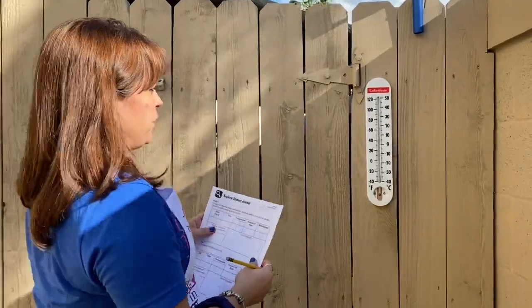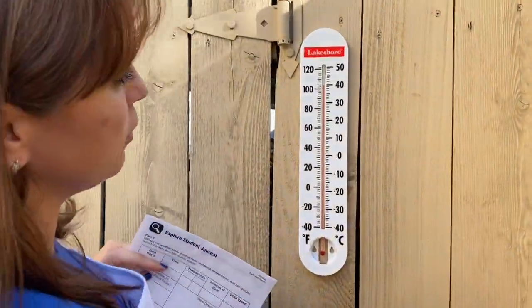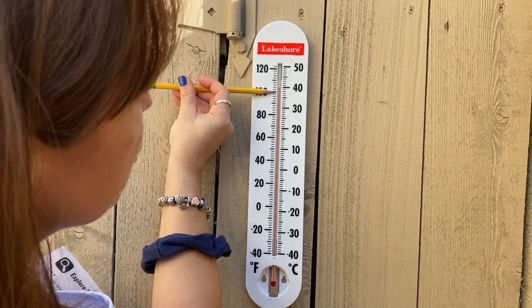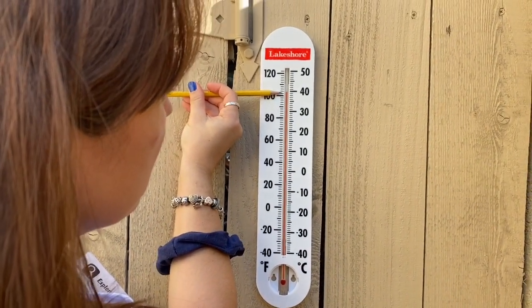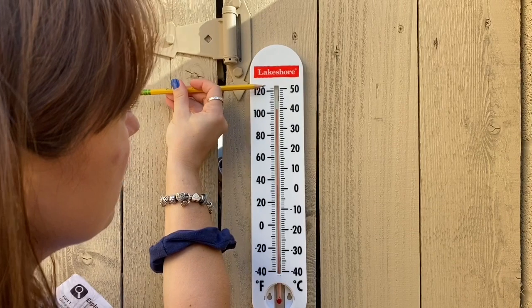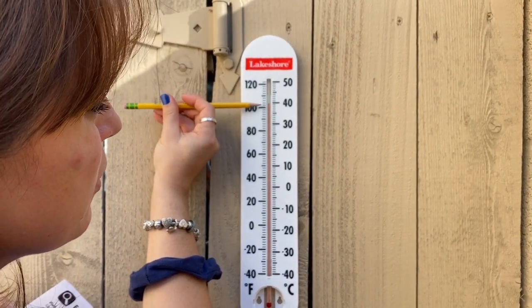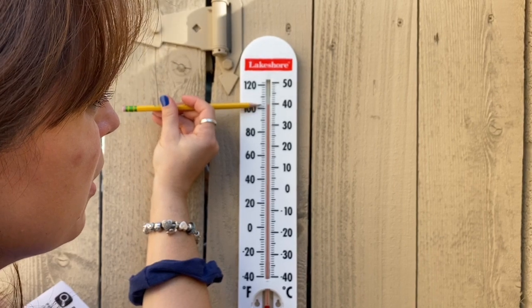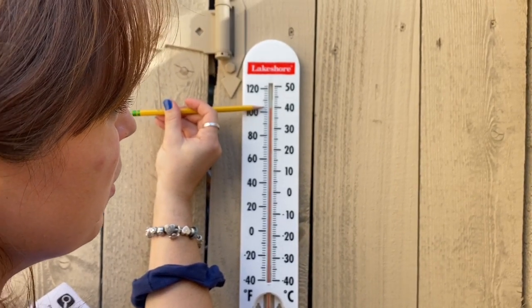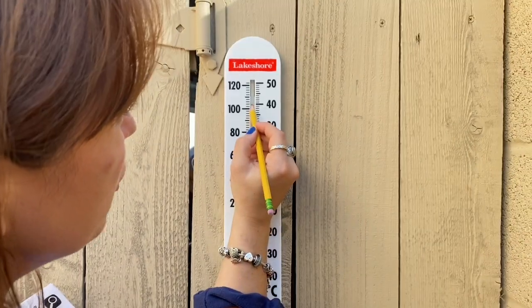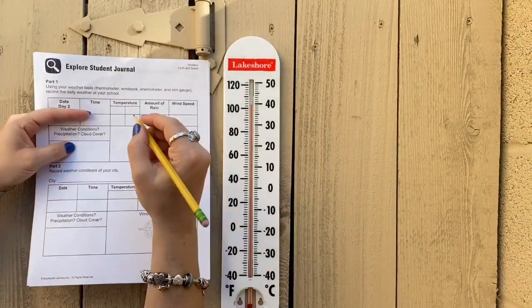And we're going to read our thermometer for day 2. So if we look at our thermometer, yesterday it was at 100. Today it went up a little bit more. So if this is 100, this is 120, this middle one should be 110. So then we're going to 100, 102, 104. So it looks like we're at 104 degrees Fahrenheit.